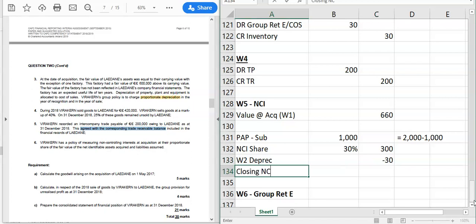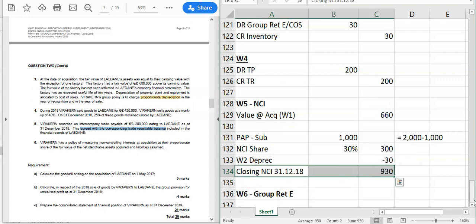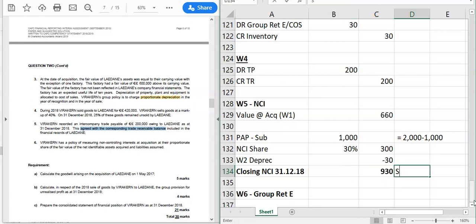So closing NCI at the 31st of 12th 18, you add those up and your answer is 930. That's going to be cross-referenced, just working 5 in the statement of financial position. Right? So it's not a bad one, but it's about practice and knowing your approach to NCI.